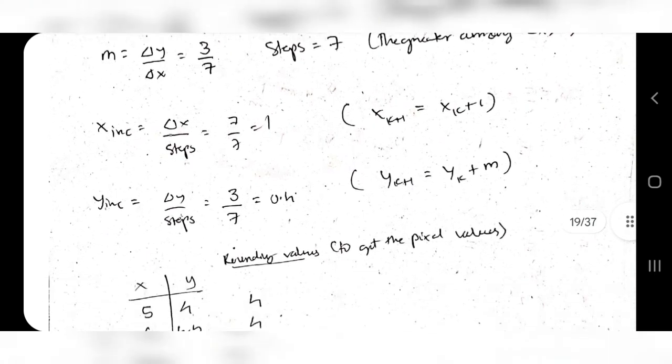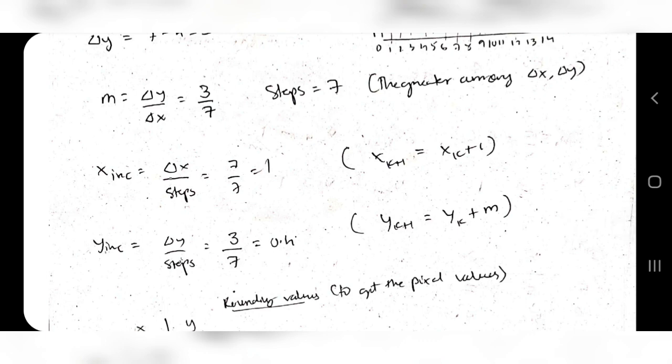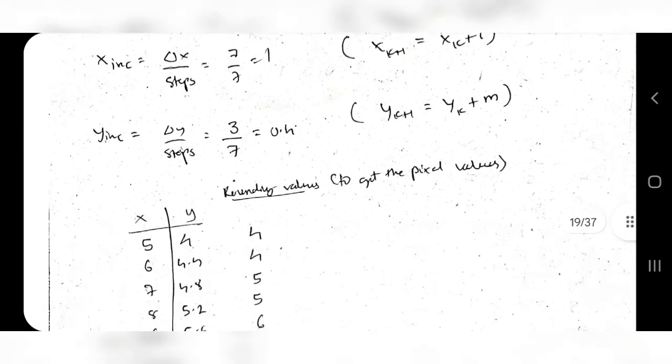Each time y will be incremented by delta y, the total change in y, divided by the total number of steps. So for each step, it is the division of these two things, which gives 0.4. So y should increment by 0.4 each time. What you can observe from here is that at each iteration, I should increment x by 1 and y by 0.4.